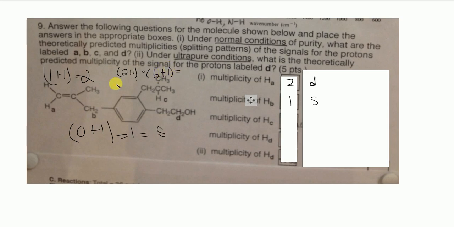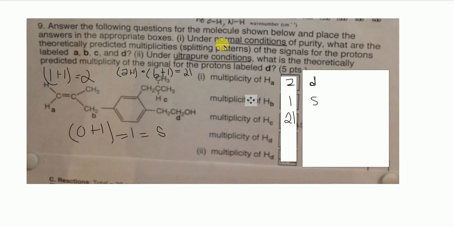So what I get is 3 times 7, right? So that's 21, right? And let me check. All right, so far so good. So that's 21. And now let's look at this one, multiplicity of HD.